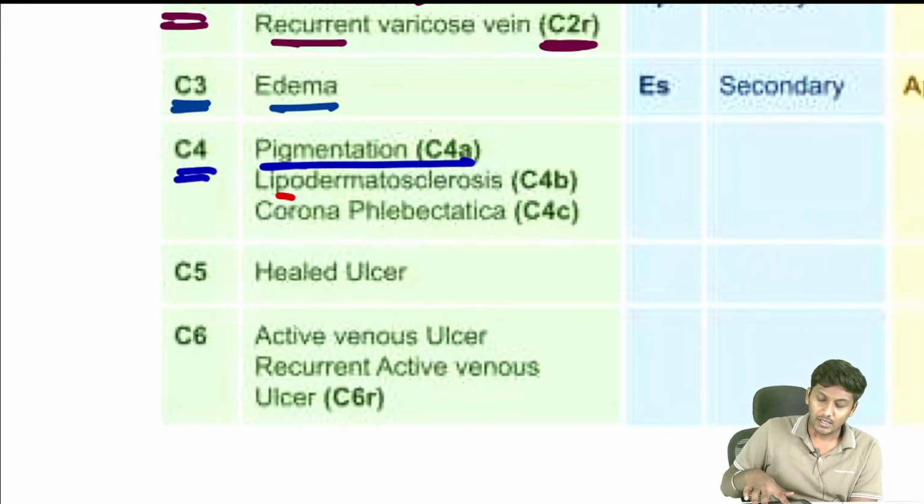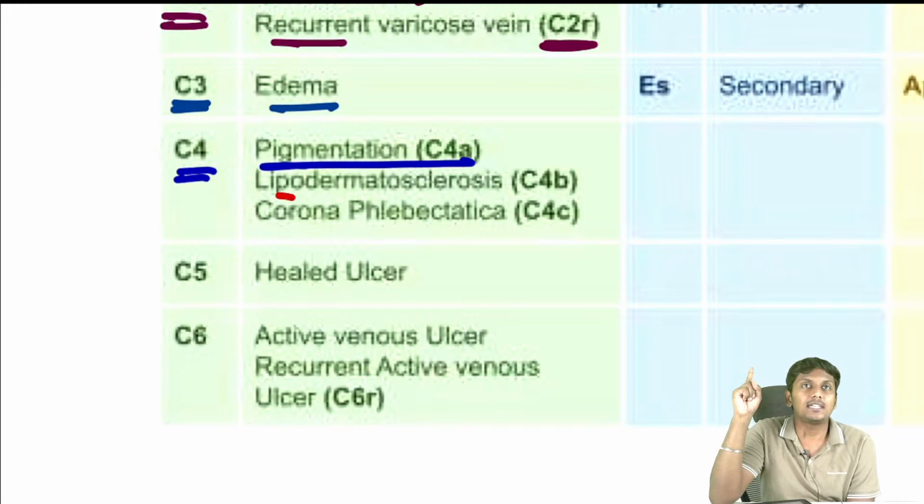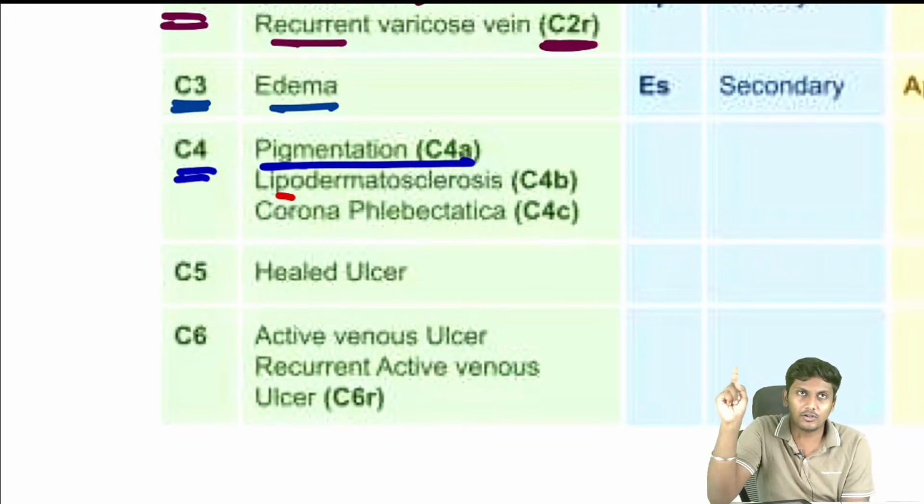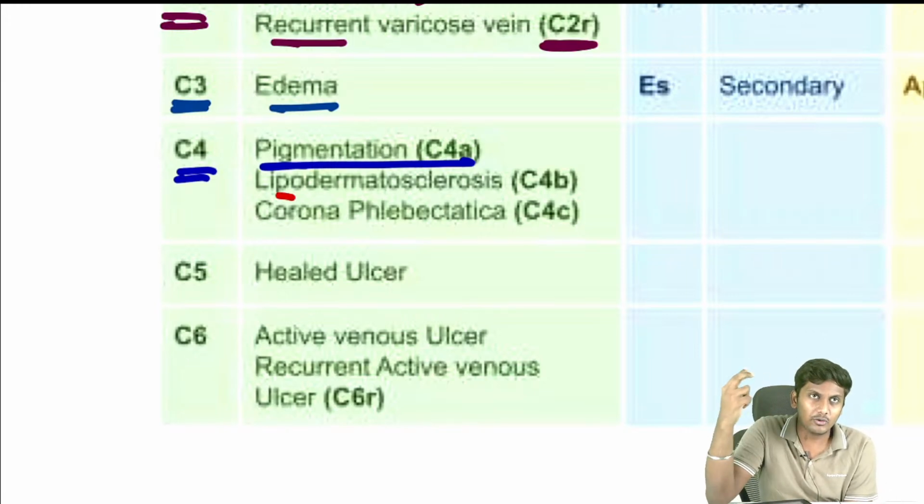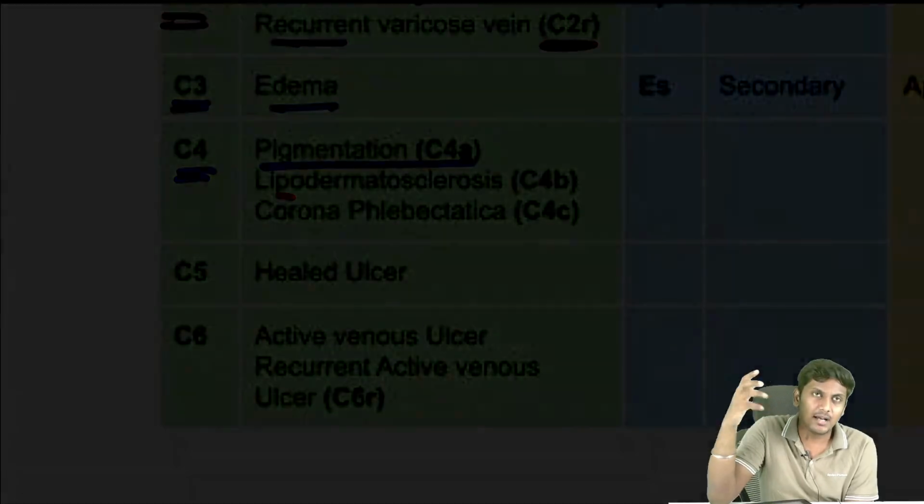तो जल्दी से once again we'll revise. C1 मतलब telangiectasia और reticular veins, C2 मतलब varicose veins, C3 मतलब edema, C4A pigmentation और eczema, C4B lipodermatosclerosis, C4C corona phlebitis, C5 healed venous ulcer, and C6 active venous ulcer. Got it? So that's how you have to remember the classification.